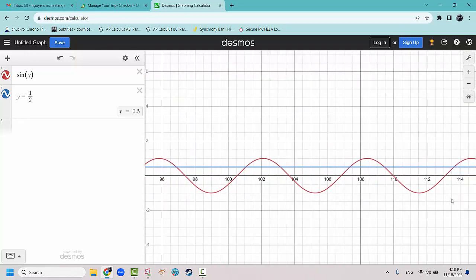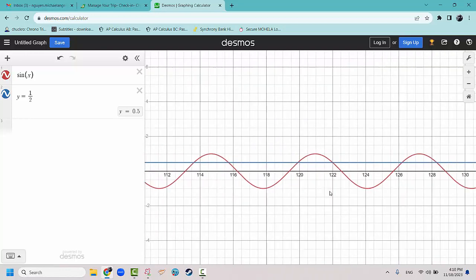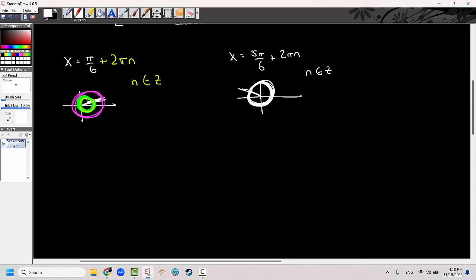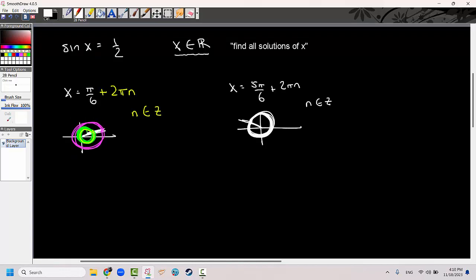And if you're not seasick by now, you might start feeling that way. I could just keep on scrolling forever, and every single time I would be hitting some iteration of that pi over 6 and that 5 pi over 6 in the same terminal positions. And so that's why that plus 2 pi n is still there, because every other cycle of sine, you're going to be hitting those answers. Hopefully that makes sense from a graphical perspective also.